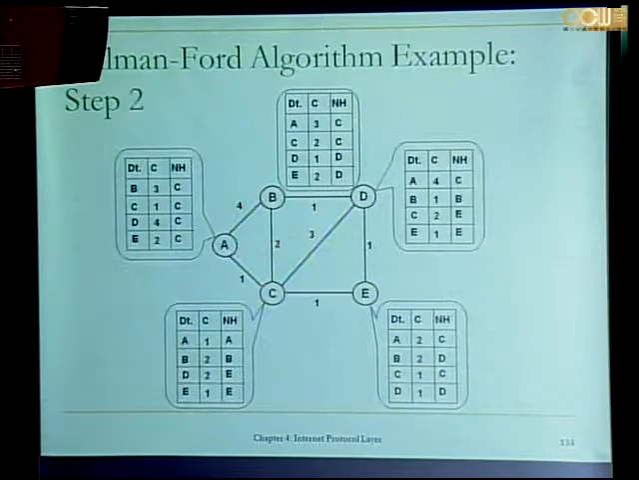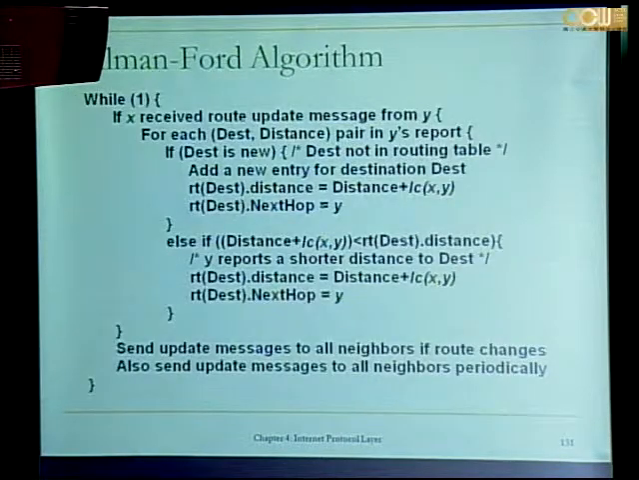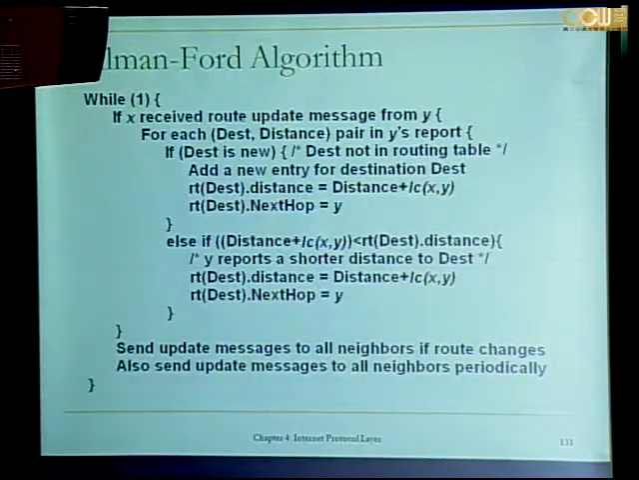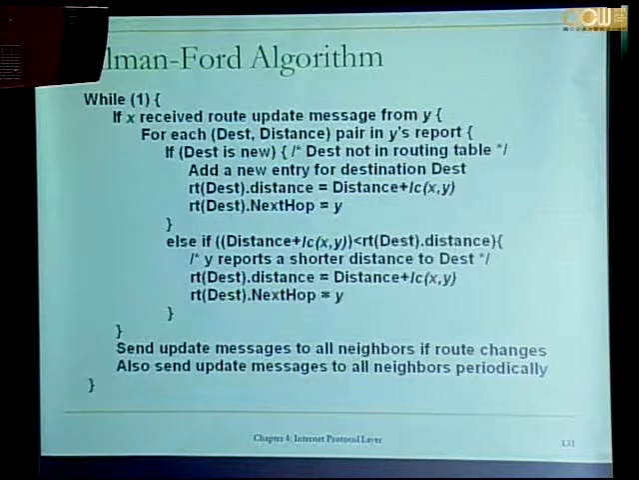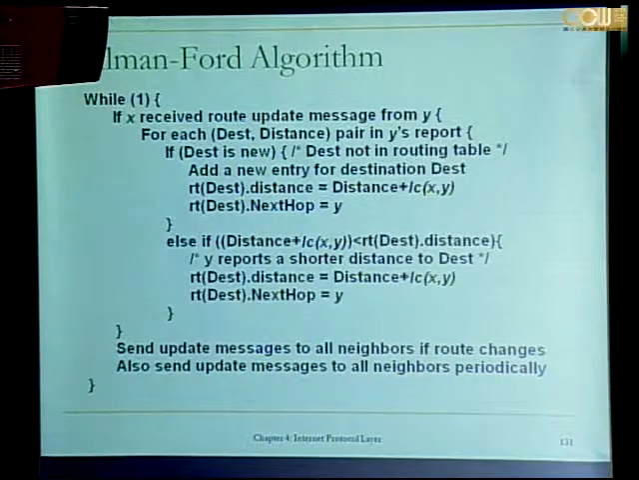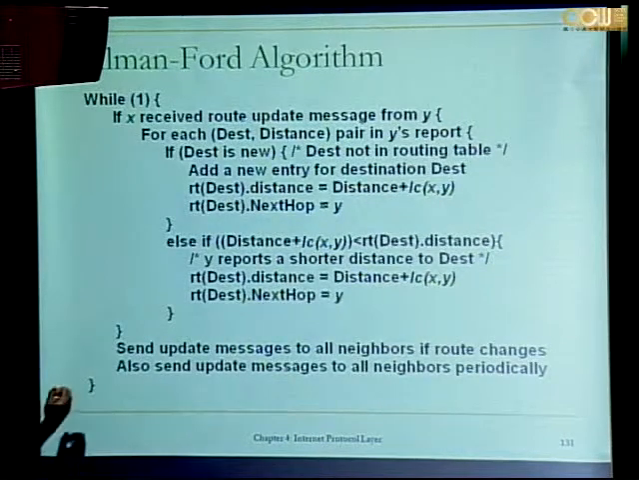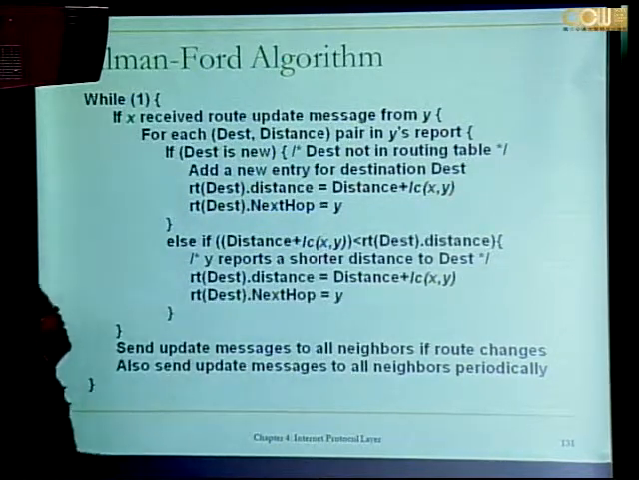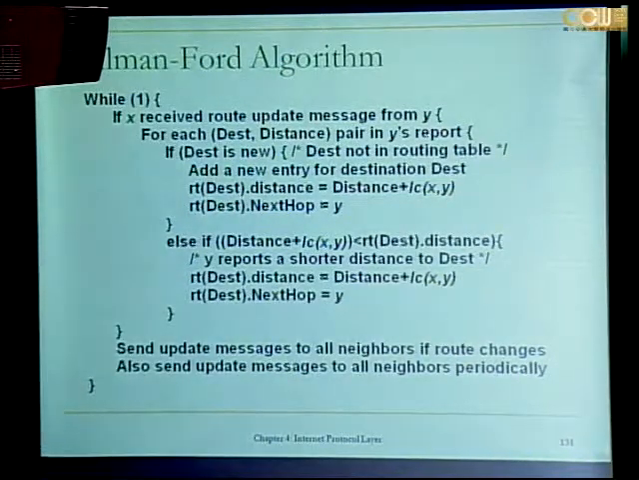So now we got this, but if we look at the algorithm, here's the algorithm. It says that what we just ran through is this. If I'm X, I receive the distance vector, or the so-called route update message, from Y. Within Y's report, I will take the pair, this destination-distance pair, which is a distance vector entry.